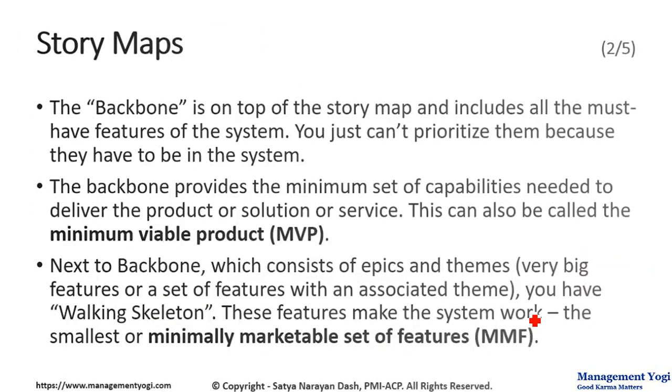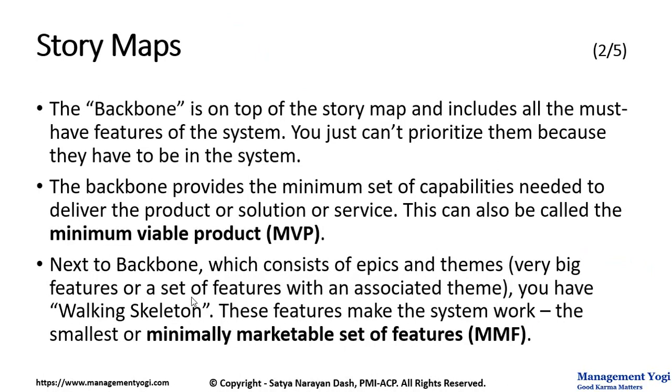The backbone is on top of the story map and includes all must-have features. You just can't prioritize them because they have to be in the system. These are must-have features. The backbone provides the minimum set of capabilities needed to deliver the product or solution or service. This can also be called the minimum viable product, or MVP for short.